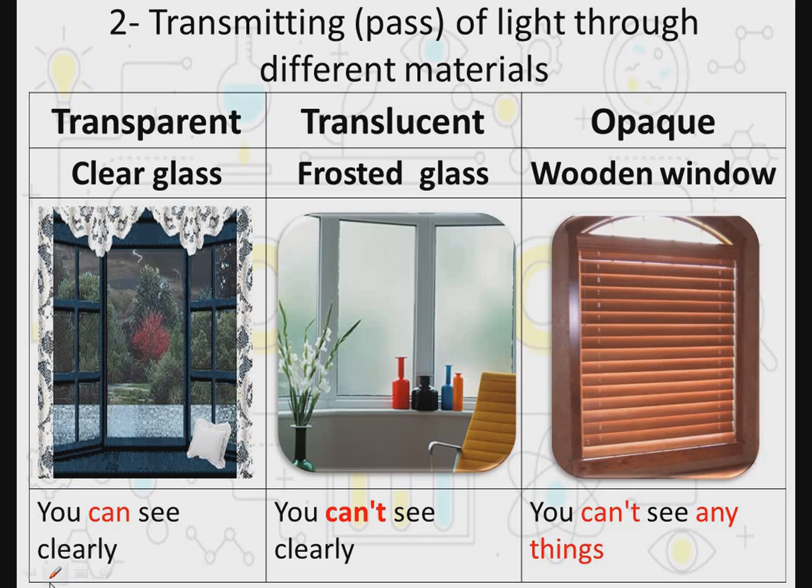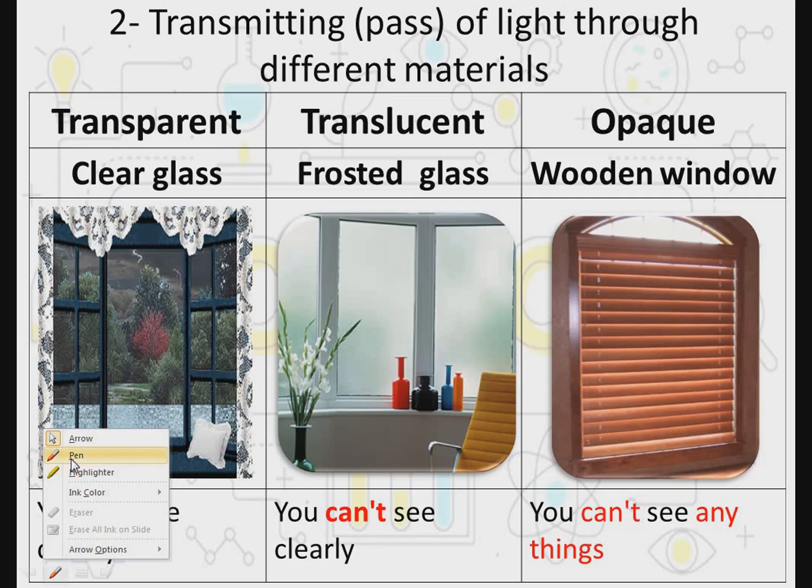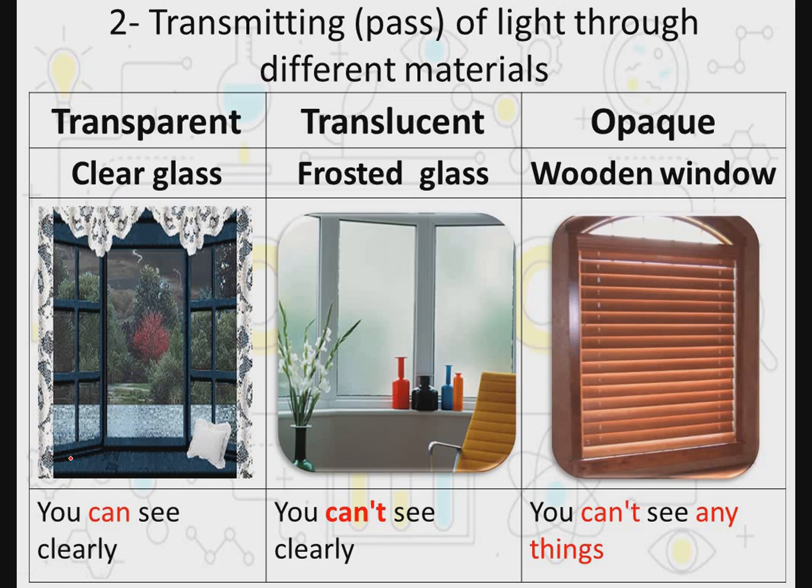If you can see things behind or not. As we can see in the first image, the window is made of clear glass, which helps you to see things behind, helps you to see things outside the window clearly. This type is called transparent materials.